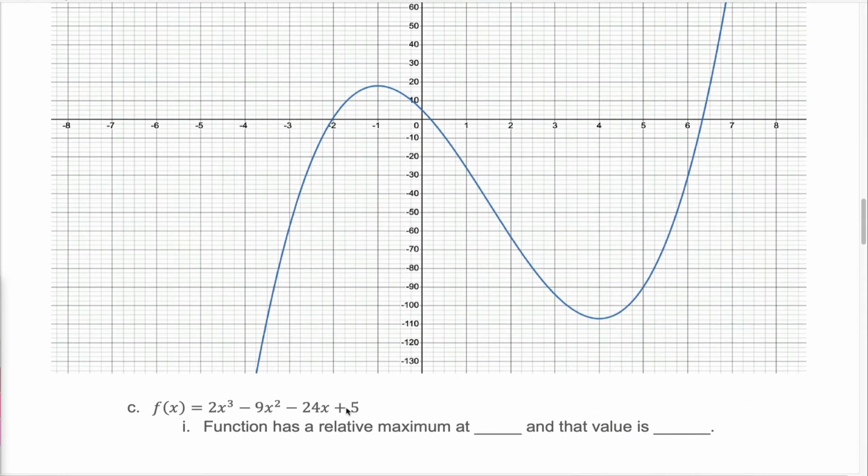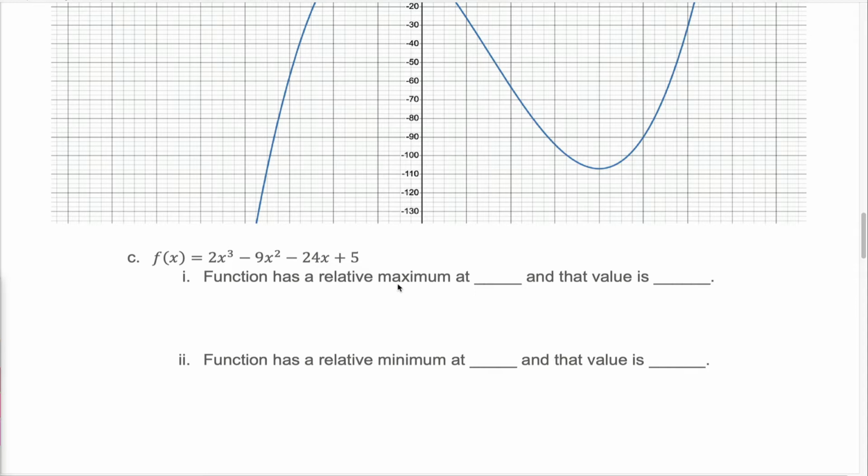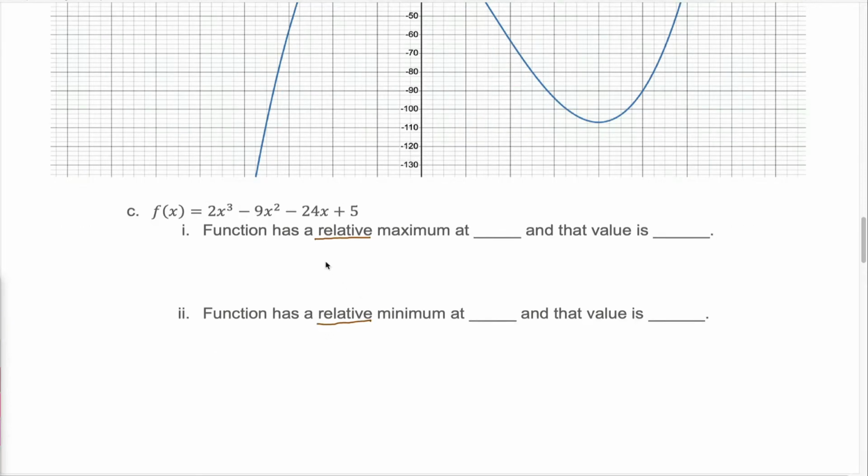The first example is this polynomial, f of x equals 2x cubed minus 9x squared minus 24x plus 5. What I'm going to try to figure out is where the function has a local minimum and where it has a local maximum, and what the value of that maximum is and what the value of that minimum is. And note that this time I'm using the word relative instead of the word local, even though those mean the exact same thing, just because sometimes these words are used instead. So you're looking for a local maximum and a local minimum.